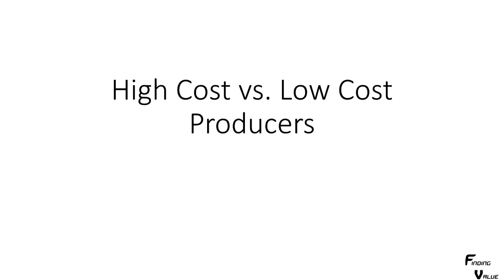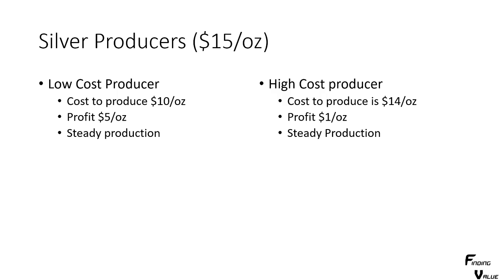We've got high cost and low cost producers. I'm going to get into that here. I'm going to use a silver example. So we've got silver producers, and let's say the price of silver is $15 an ounce. Low cost producers $10, high cost producers $14. Their profit's $5, the profit's $1, and let's just assume that they both have steady production.